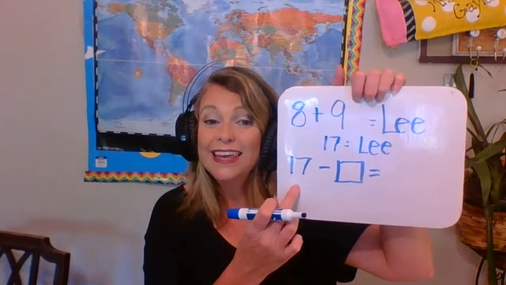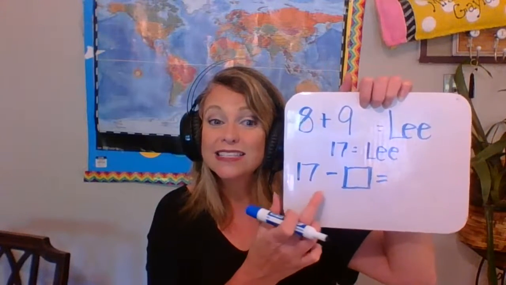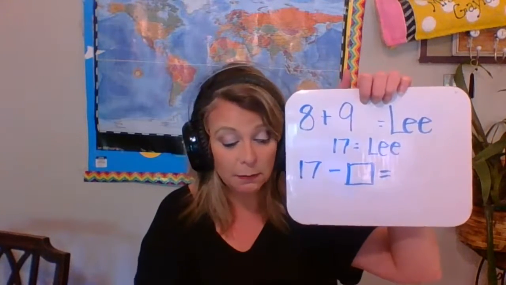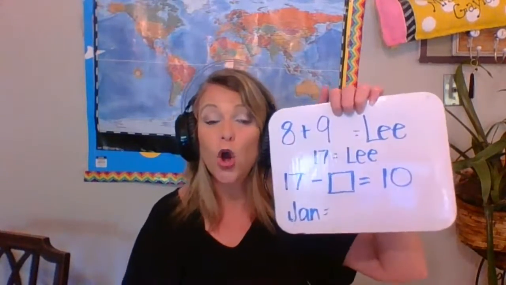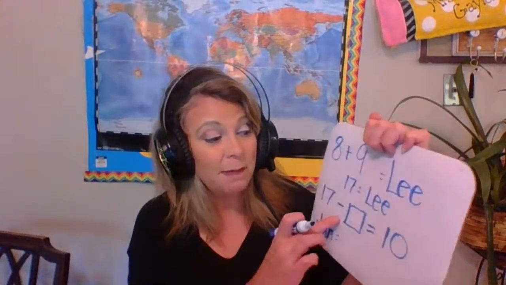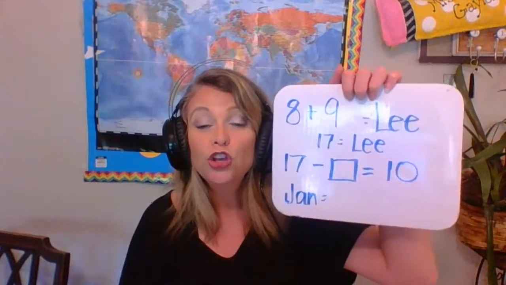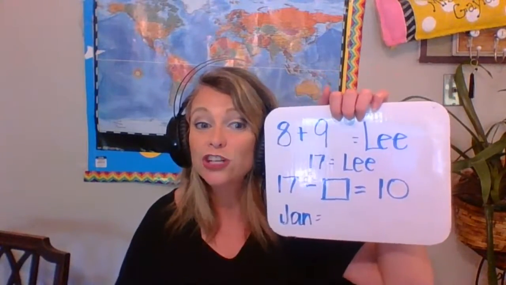We know that Lee had 17 blocks and that Jan took away some blocks and that there are 10 blocks left. The question is, how many did Jan take? Okay, now there's 2 ways to solve that. You might already know what 17 minus what is 10. Okay, if you don't, what can you do? You know the opposite of subtraction is addition.